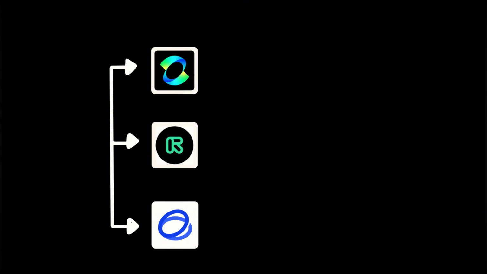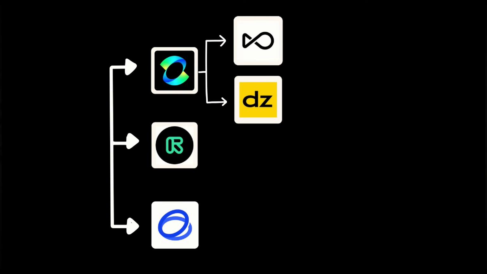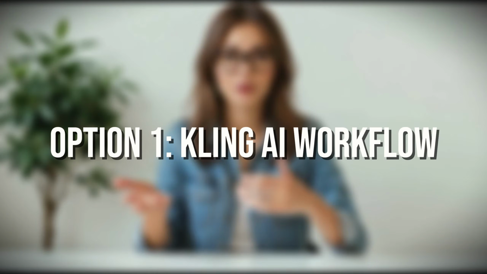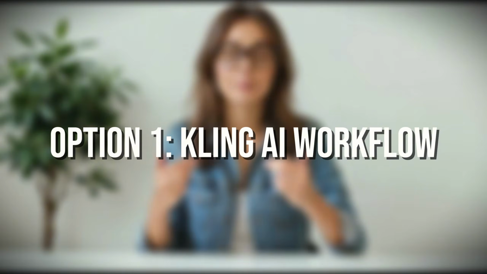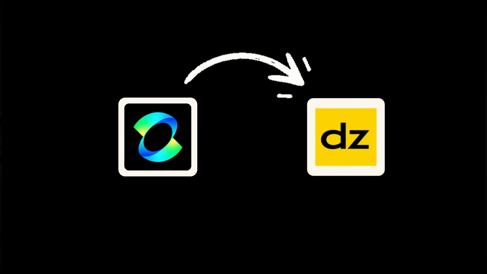Let's start with Kling. You can use Kling directly or use it within some of the all-in-one AI tools to make it more budget-friendly. If you want to learn more about these tools, check my video up here. Okay, so I will demonstrate this step in Kling AI with the Design AI tool, but if you prefer, you can do the same process directly in Kling AI.